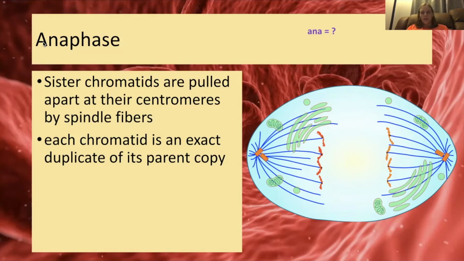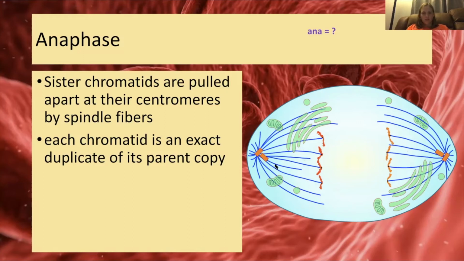Ana means away, and only a couple key things are going to happen here. These centrioles are going to pull on their spindle fibers, which are connected to these chromatids at the centromere. And when these spindle fibers pull on these sister chromatids, they're going to pull them apart from the centromere. So each chromosome is separated from its exact copy, and each cell is going to get a duplicate copy of the parent chromosomes. This is an identical set of DNA to what we have being pulled over here to this side of the cell.